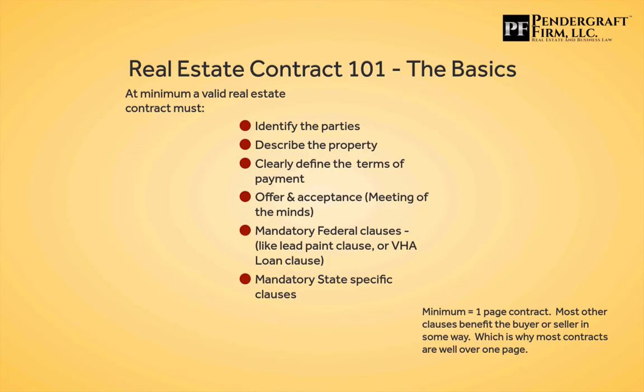Real Estate Contract 101, the basics. At minimum, a real estate contract must identify the parties, describe the property, clearly define the terms of payment, and contain an offer and acceptance, also known as a meeting of the minds. It should also contain mandatory federal clauses such as a lead paint clause, perhaps a VA loan clause if there's a VA loan, and mandatory state-specific clauses. For example, many states require that sellers disclose hidden defects in the property.